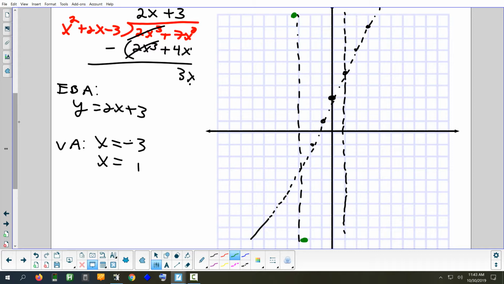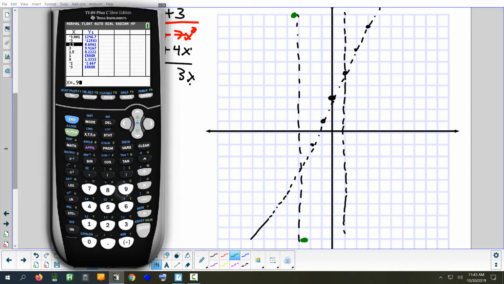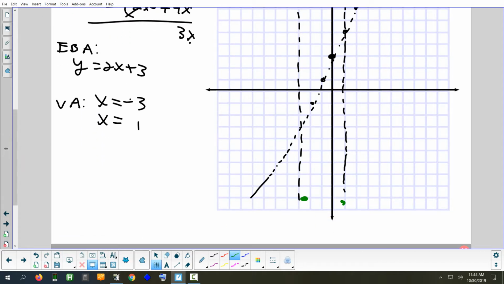No. One's on one side, one's on the other. They can't. So you've got 2 different sections happening there. Let's check 1. Value a little smaller than 1, like 0.999. Okay, and we're down at negative 1,000. So way down here.